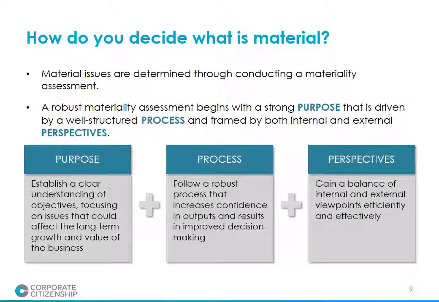So the question then is, how do you decide what is material to your business? Most companies do this by conducting a materiality assessment. A good, robust materiality assessment begins with three things. Firstly, having a clear understanding of your business objectives for the long-term growth of the company. Secondly, following a tight process that is focused on resulting in a good output to aid in decision-making. And thirdly, being open to different perspectives from your stakeholders.